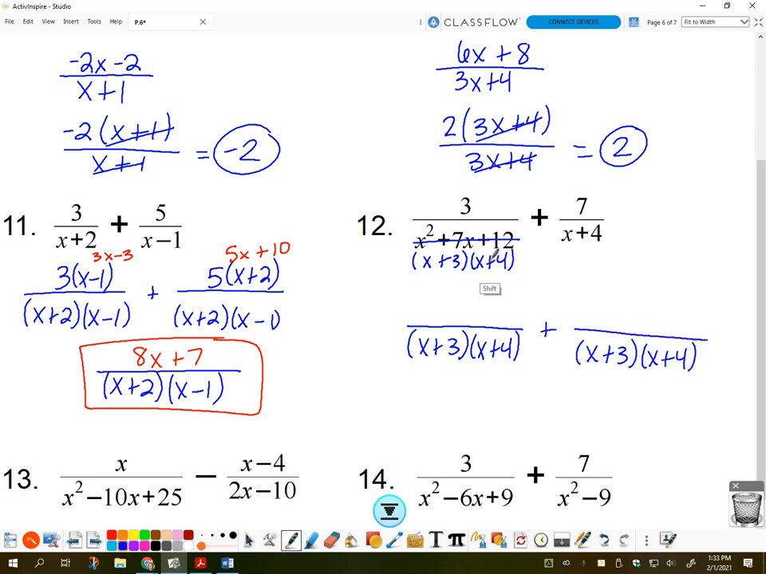Alright, this first fraction, I didn't change its denominator, so its numerator stays 2. For the second one, I gave it an x plus 3 to make it match, so I have to give its numerator an x plus 3.